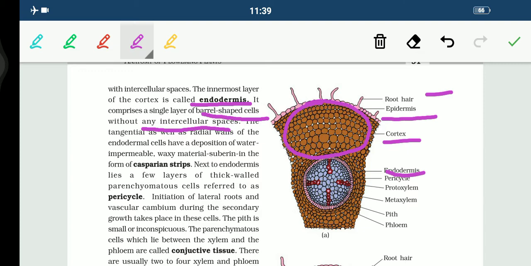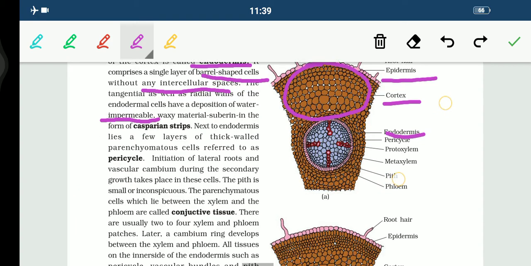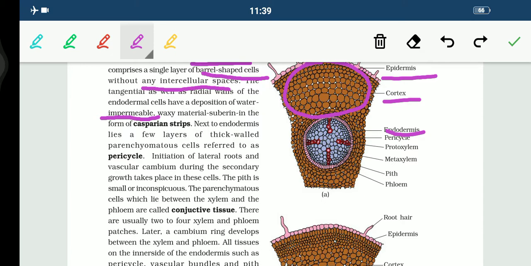The tangential as well as radial walls of the endodermal cells, these light pink ones, have a deposition of water impermeable material. Water impermeable means that water cannot cross it. It is made up of a waxy material called suberin, and it forms the Casparian strips. Next to the endodermis, we have a few thick walled parenchymatous cells referred to as the pericycle.